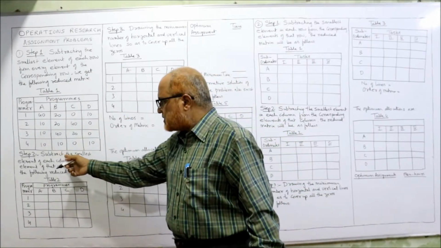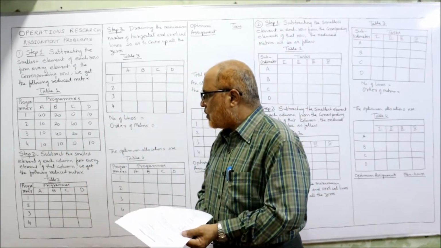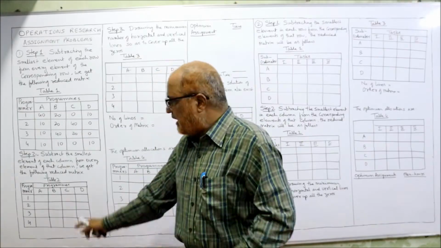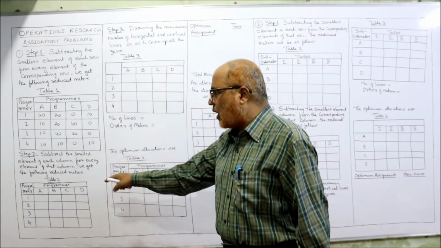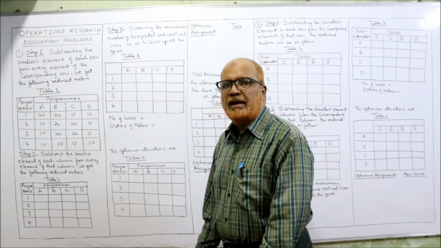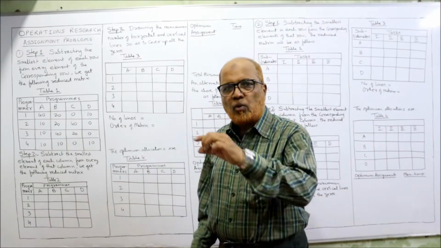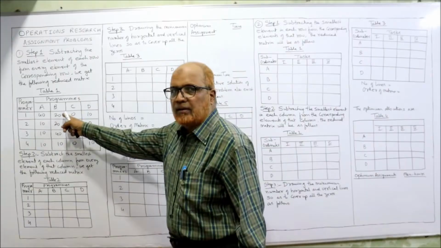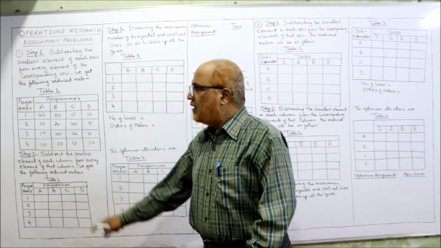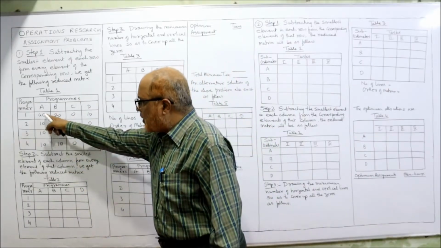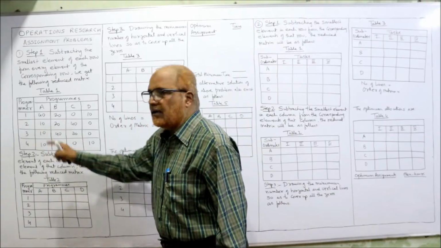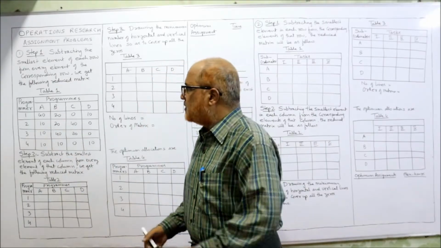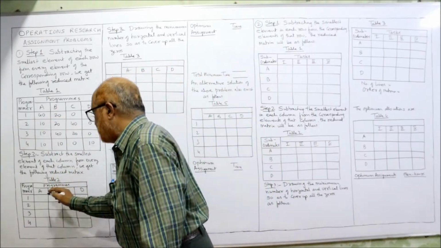Now the second step: subtracting the smallest element of each column from every element of that column, we get the following reduced matrix. First step, row subtraction. Second step is column subtraction, from this matrix, not from the original problem. So what is the smallest in the first column? 10. Subtract 10. So 40 minus 10 is 30.